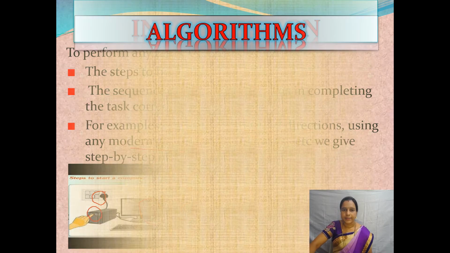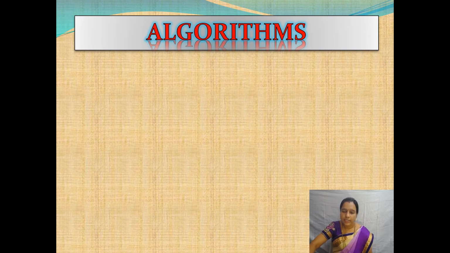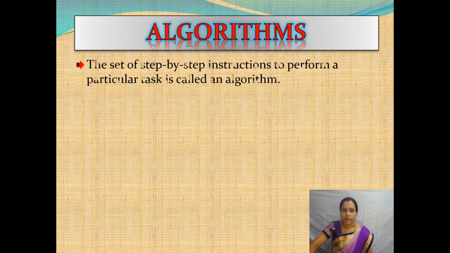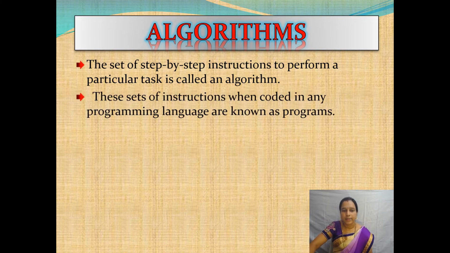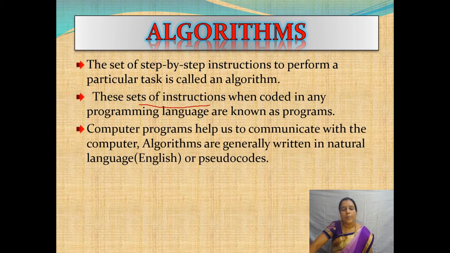Next, algorithm. Before starting the flowchart, we should know the algorithm. The set of step-by-step instructions to perform a particular task is called an algorithm. These instructions, when coded in any programming language, are known as a program. A computer program helps us to communicate with the computer. Algorithms are generally written in natural English language, that is pseudocode.